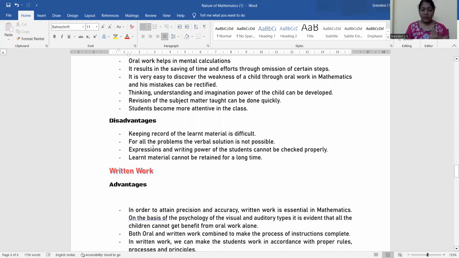Then disadvantages also there. Keeping a record of the learnt material is difficult. For all the problems, a verbal solution is not possible. So we all know maths is a subject where we cannot cover all the topics using oral work. So written is necessary. Expression and writing powers of these students cannot be checked properly. So through only oral assessment, we cannot check the exact level of study of the child. Then learned material cannot be retained for a long time. As compared to written work or other modes of assessment, the retention cannot be that much assured.